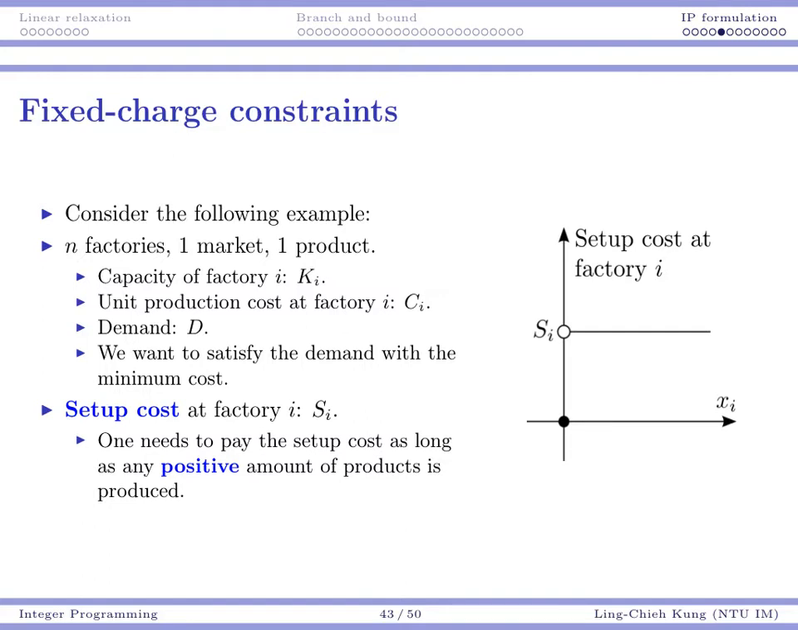What's new is that now we have some setup cost at factory i. Setup cost means if you don't produce anything, then you don't pay that. But once you produce any single unit, then you pay the full setup cost. You need to pay something to set up, and then you are allowed to produce. So your setup cost graphically is something like this. If you don't produce anything, it's zero. Otherwise, it's positive.